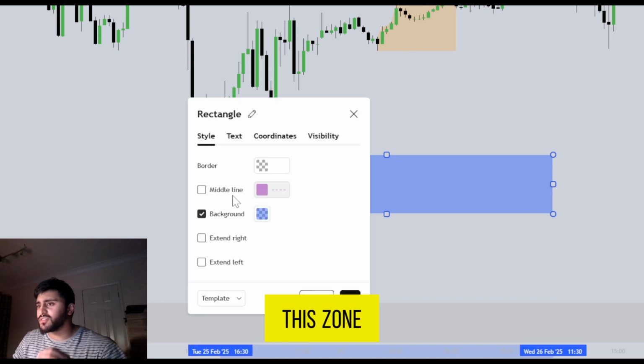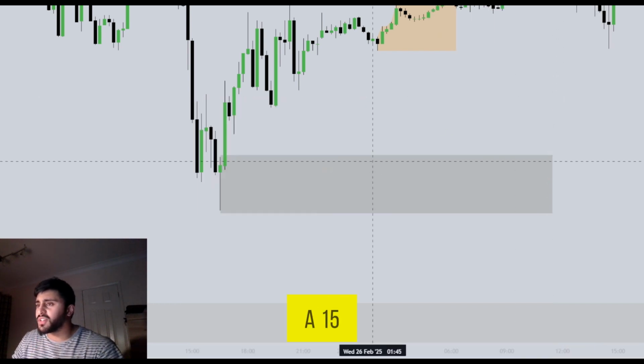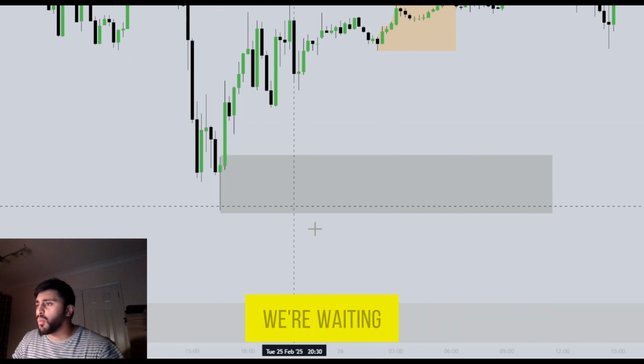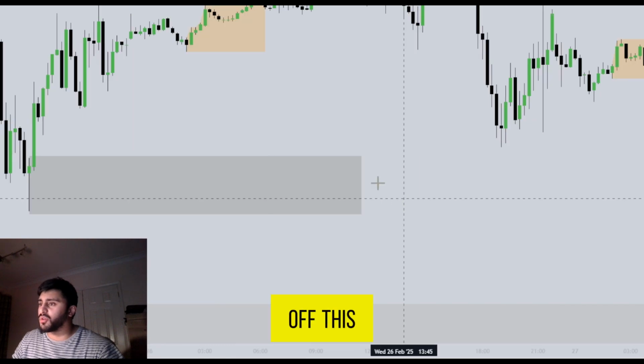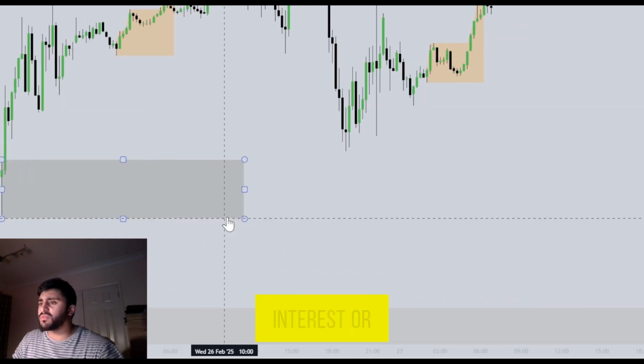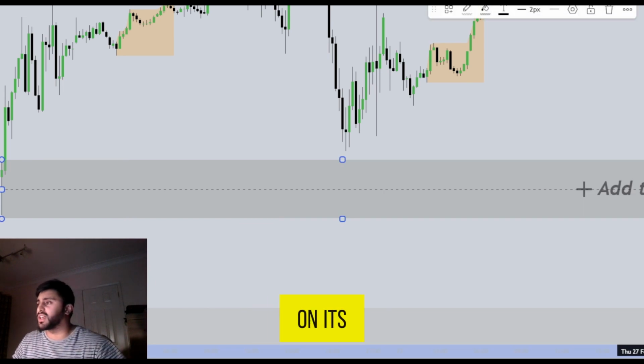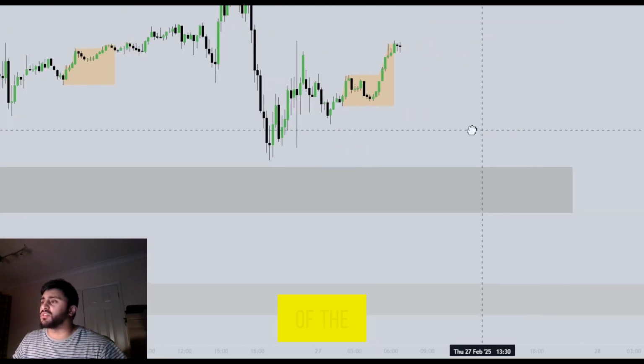The reason this zone is valid, again, is because it's left a 15-minute fair value gap. So we have a 15-minute fair value gap over here, and we're waiting for price to react off this zone, right? So what makes a point of interest, or in this case a demand zone, or even a supply zone if we were to flip it on its head, valid in terms of the buyers and the sellers?